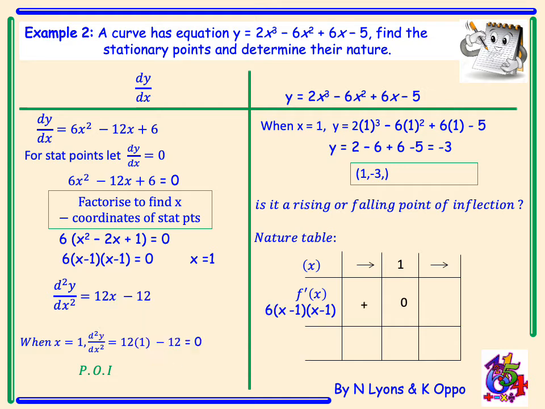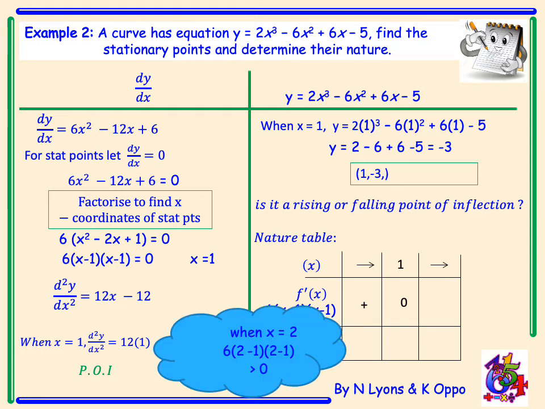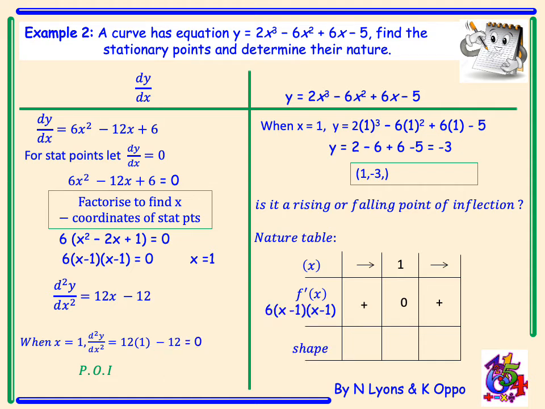So what's happening on the other side of 1? Let's make life simple. Let's just look at when x is 2. So I've got 6 times (2 minus 1) times (2 minus 1). So that's just 6 times 1, which is 6. But again, I don't really care about the value. I just need to know it's positive. And I put my little positive sign in. So what's the shape of the curve? Well, the gradient is positive, it's 0, and it's positive. And that again gives us a rising point of inflection. So I can write that up the top: a rising point of inflection at the point (1, minus 3).